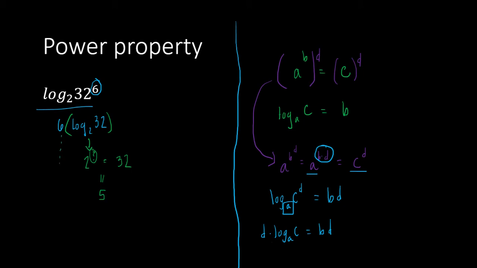Now I bring down my 6, can't forget about that. So now I just have 6 times 5. Well, 6 times 5 is 30. And now I've done all my work. So log base 2 of 32 to the 6th power is simply equal to 30.